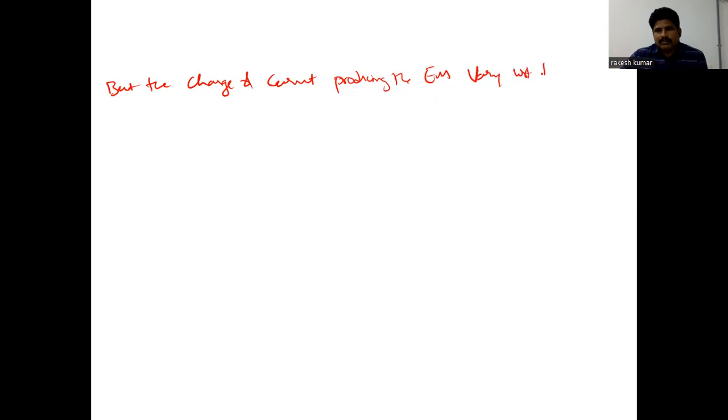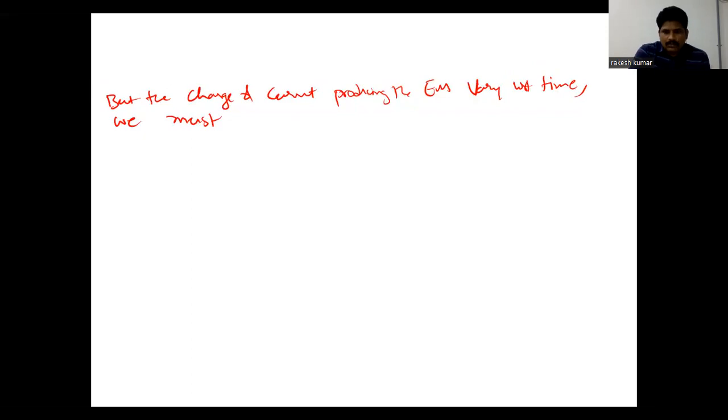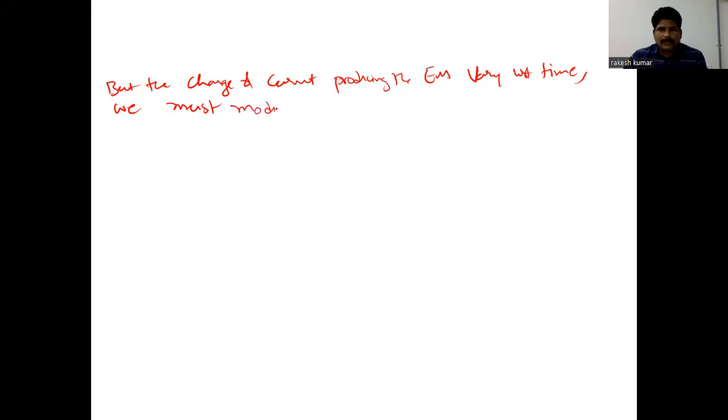Next, if the charge and current distribution producing the electromagnetic fields vary with respect to time, then we must modify the above potentials, since they are varying with respect to time.